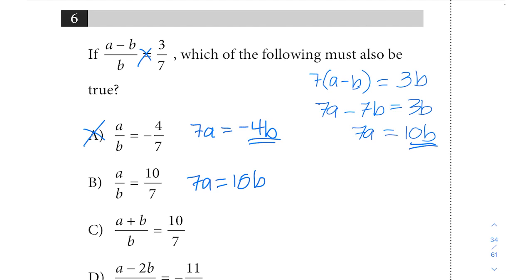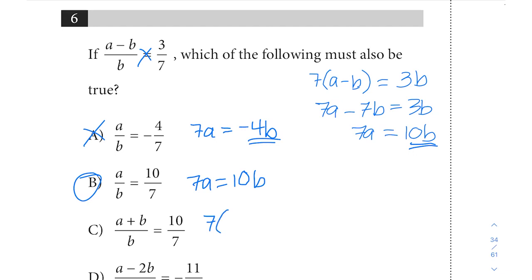7a equals 10b. And hey, look at that. That's exactly what we were supposed to get. So that's going to be our answer. Let me write this a little neater, but that's 7a equals 10b. And our correct answer to number 6 is answer choice B.